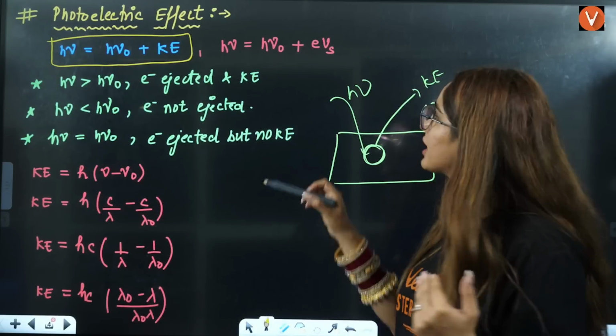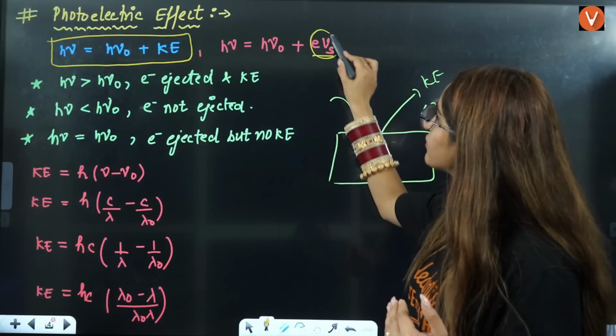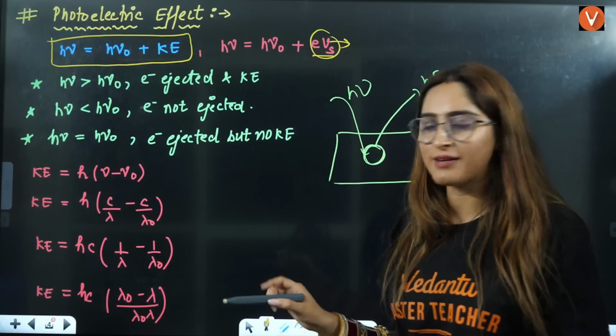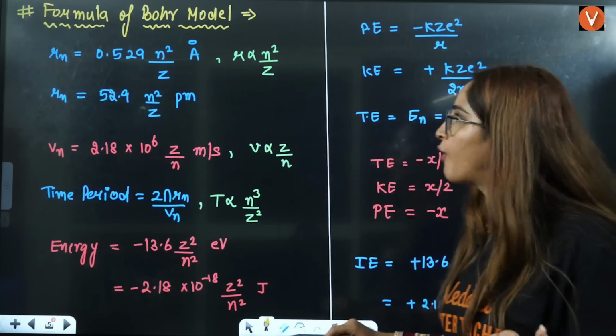Now, kinetic energy can also be written as e into Vs, where Vs is the stopping potential and e is the charge on the electron. So, if those things are given, you will apply this formula.